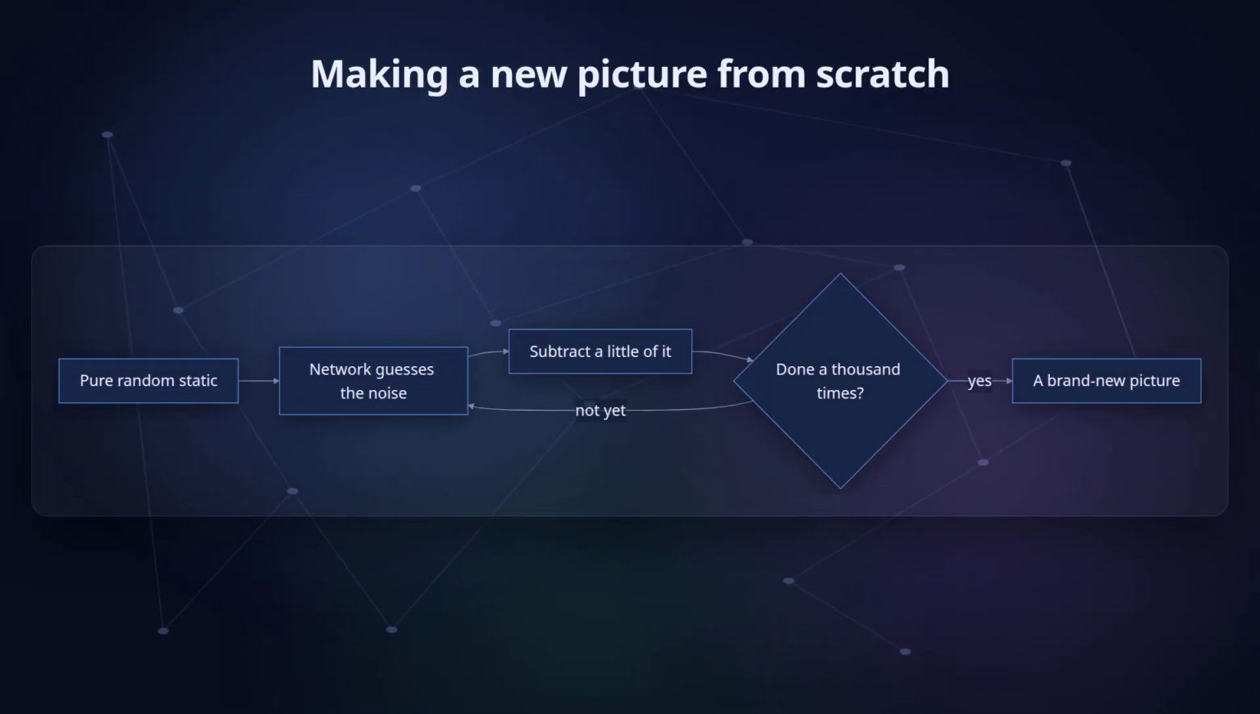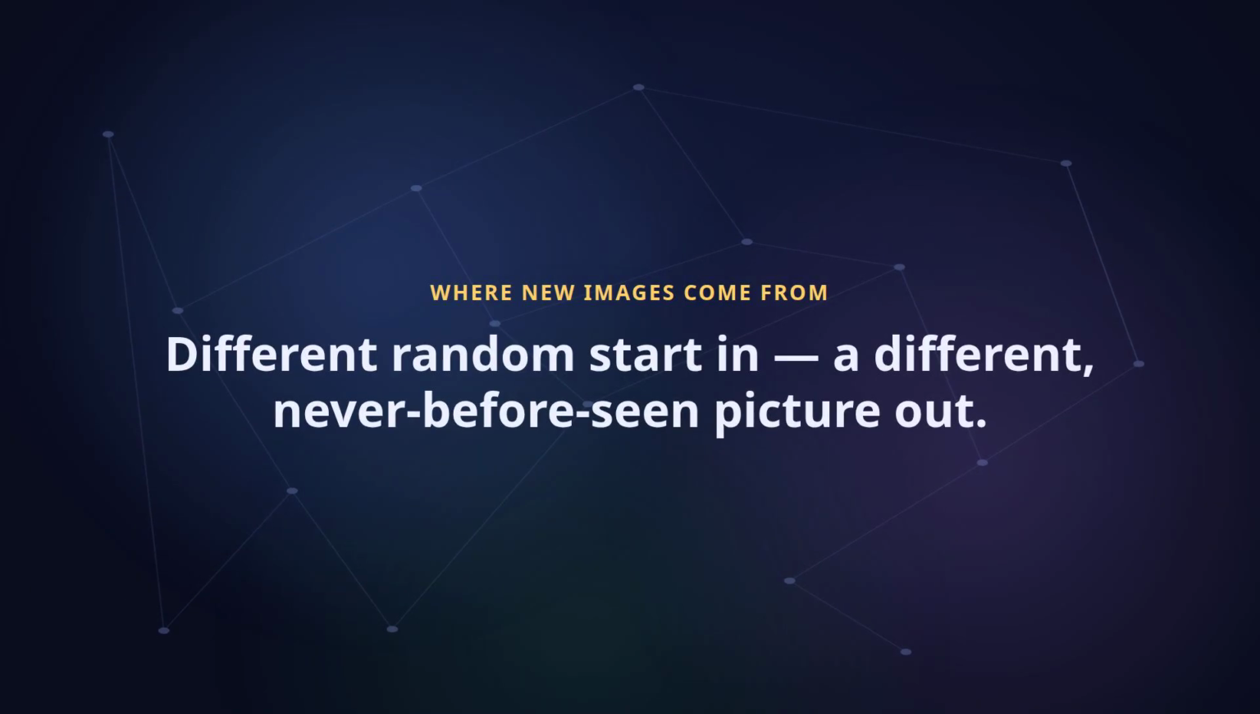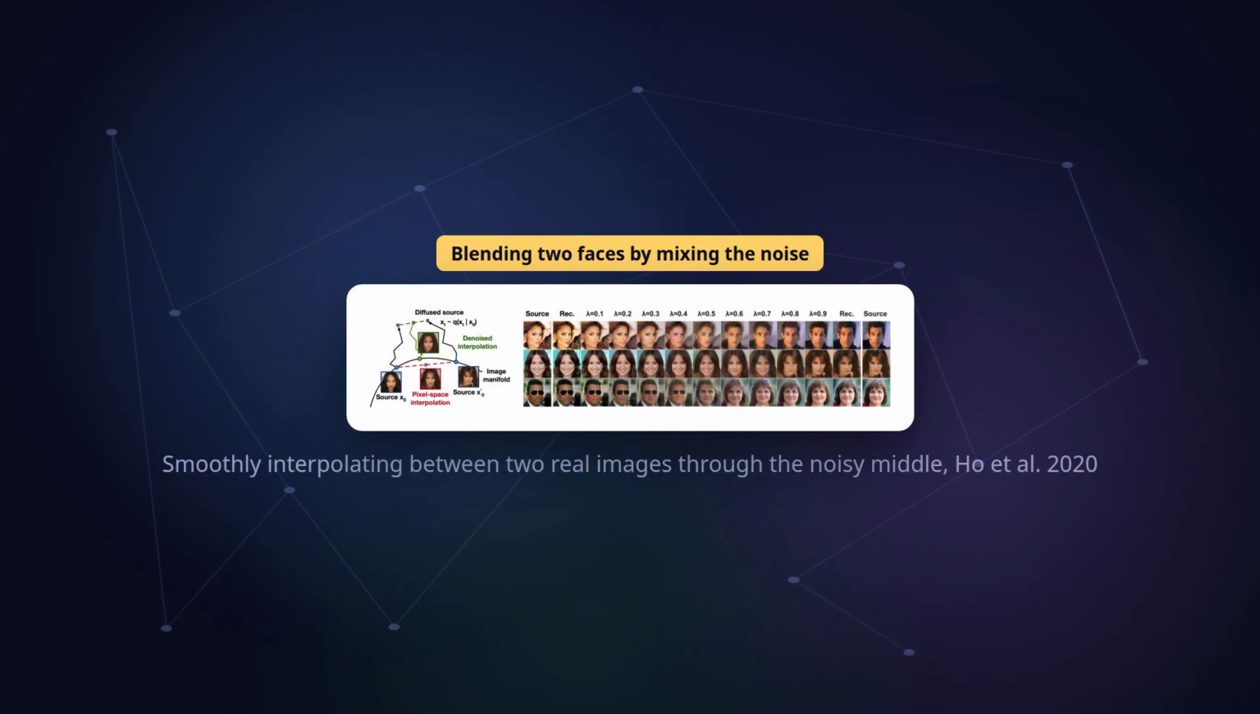So how do we make a brand new picture? We don't start from a photo at all. We start from pure random static and ask the trained network to clean it up, a little at a time, around 1,000 times, until a clear image emerges. And because the starting static is different every time, you get a different picture every time. A face, or a scene that nobody ever photographed, assembled purely out of the network's sense of what real pictures look like. It can do more than copy faces, too.